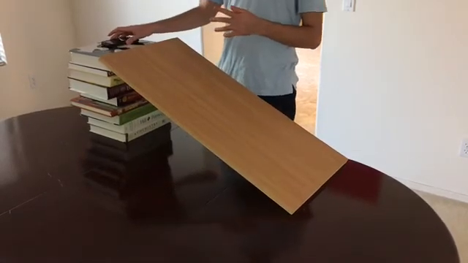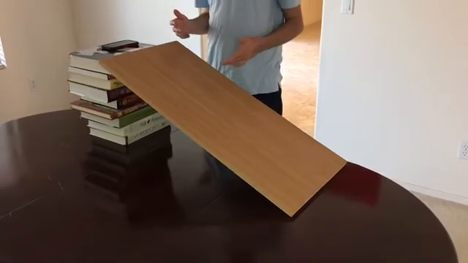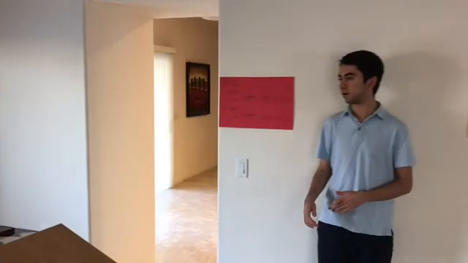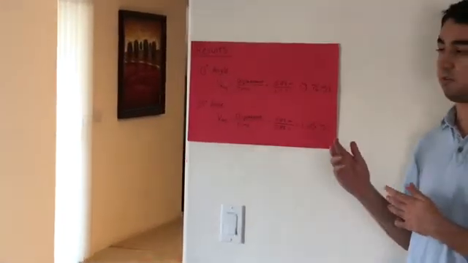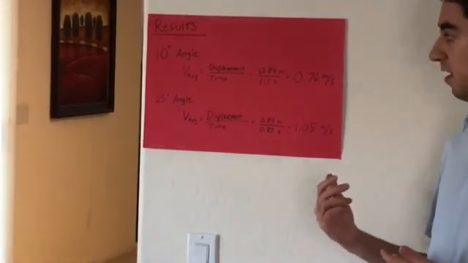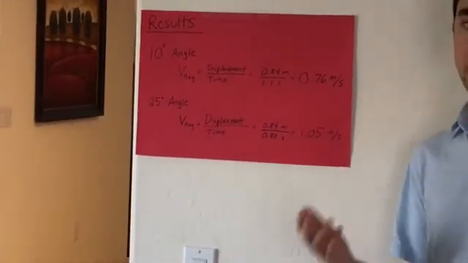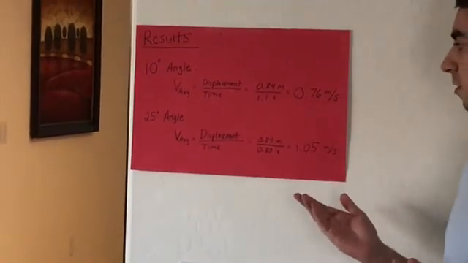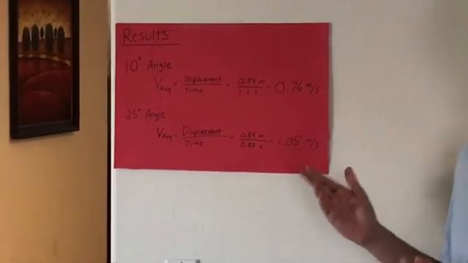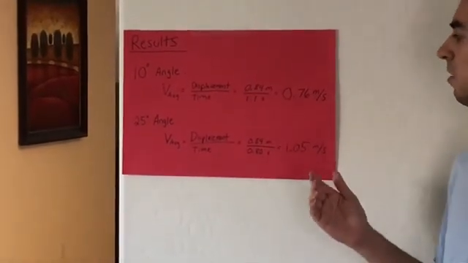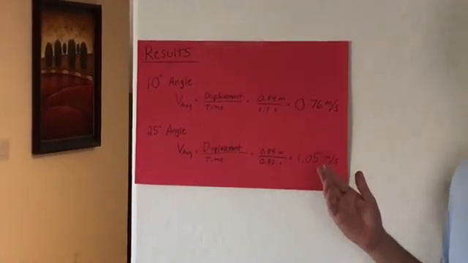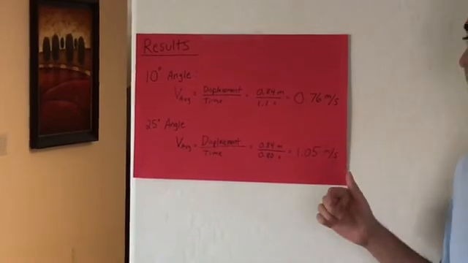Now we're going to see how to calculate the average velocity from these numbers. Right here, we have the average velocity for the two trials. In order to do it, you just take the displacement over the time. The displacement was just the length of the board, 0.84 meters, divided by the time. For the 10-degree angle, it took 1.1 seconds for it to roll from top to bottom. So 0.84 divided by 1.1 was 0.76 meters per second down the ramp.